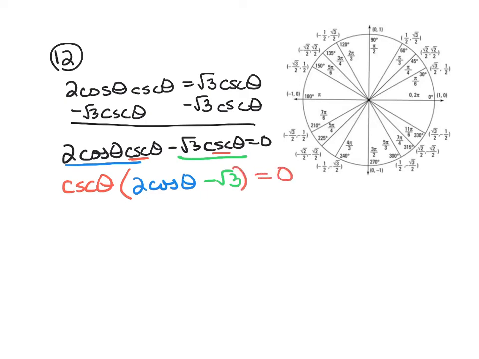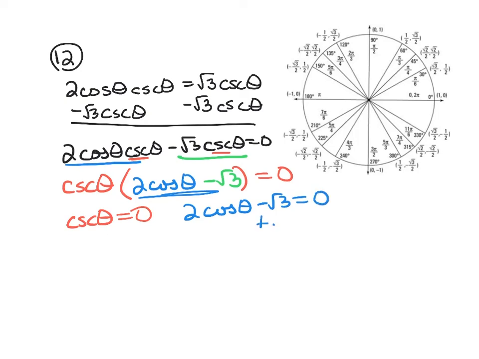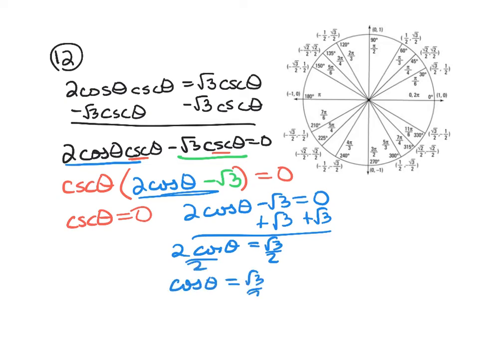I'm going to set each of my factors equal to 0. And now this second one. So 2 cosine theta minus √3 equals 0. Add the root 3 to both sides. 2 cosine theta equals root 3, divide by 2, cosine theta equals root 3 over 2. Now, again, the red one, remember cosecant has to be greater than 1 or less than -1, so this is no solution. For the blue, cosine's going to look at x, so I'm looking for an x equal to root 3 over 2 if I'm using my unit circle.